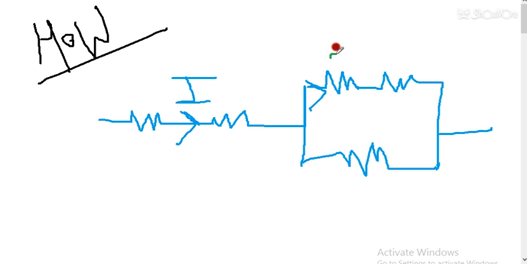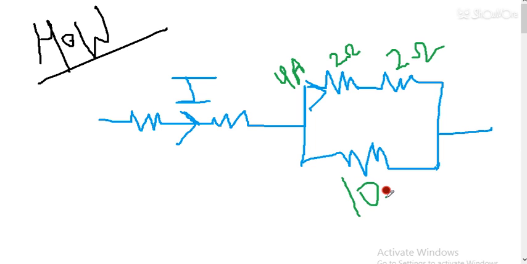This resistance is given 2 ohm, this resistance is also 2 ohm, and the current that is flowing is 4 ampere. And this resistance is given as 10 ohm. You have to find the value of I. This question is a little bit different from the earlier questions. If you have learned about the concept, then it will be easy for you.